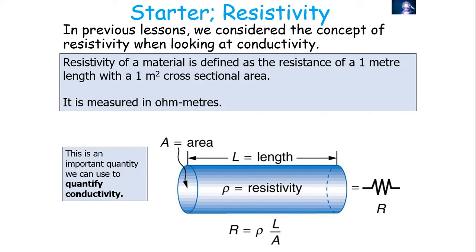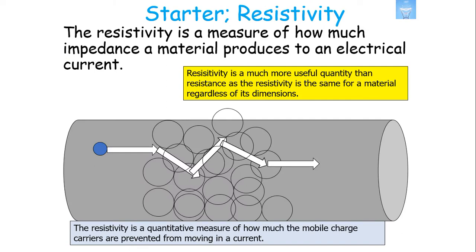Now, in previous lessons, we've considered the concept of resistivity. Resistivity is basically the resistance of a 1 meter length and 1 meter squared cross-sectional area of a material, and it's measured in ohm meters, which is an important quantity to use when we're looking at conductivity. Fundamentally, it's a measure of how much impedance a material produces against electrical current. It's a much more useful quantity than resistance, as the resistivity of a material is the same regardless of its dimensions. So it's a quantitative measure of how much a mobile charge carrier is prevented from moving in the current through a particular material.